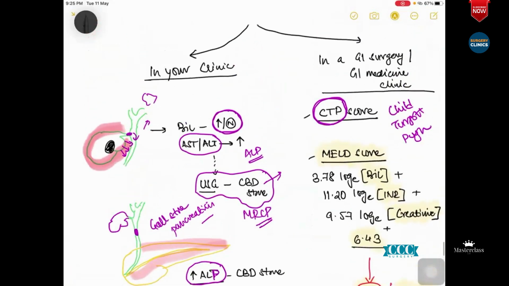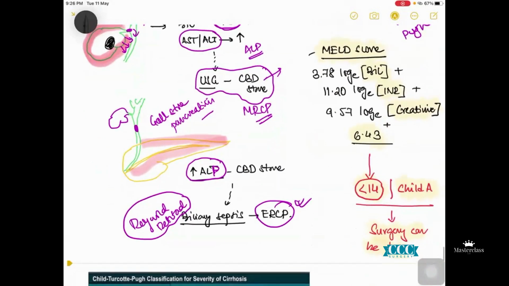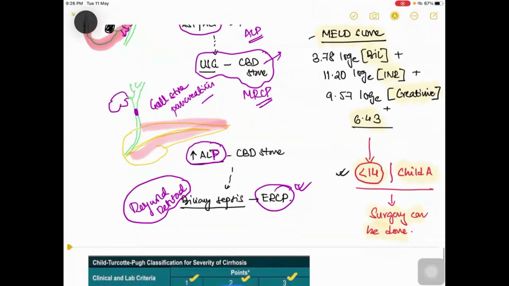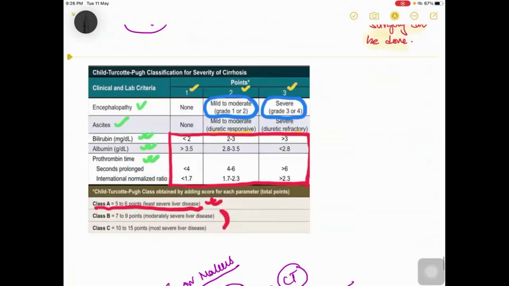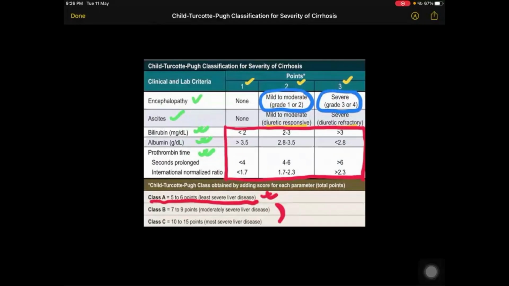We've already spoken about the Child-Pugh score and your MELD score. Sir has already discussed this. And if you want to remember this formula, I wrote it down for you people. Now, less than 14, you can go ahead with the hepatectomy. That is your Child A status. Now, I'll just tell you this. Child-Turcotte-Pugh score is often given as an MCQ question for your NEET exam. So the components will be encephalopathy, ascites, bilirubin, albumin, and prothrombin time. Now, if you have mild to moderate encephalopathy, it will be graded as 2, and if you have severe encephalopathy, it will be graded as 3 or 4.